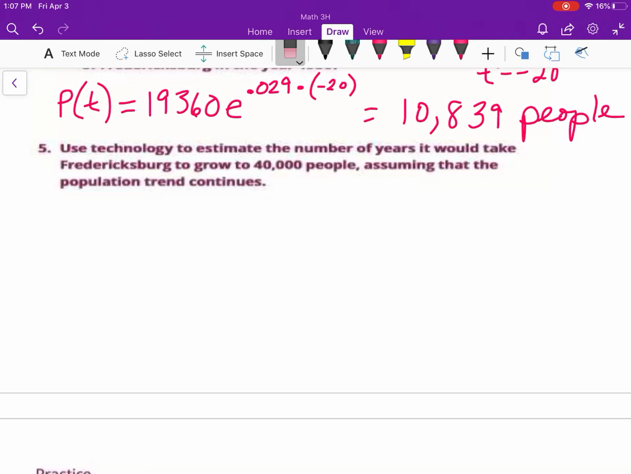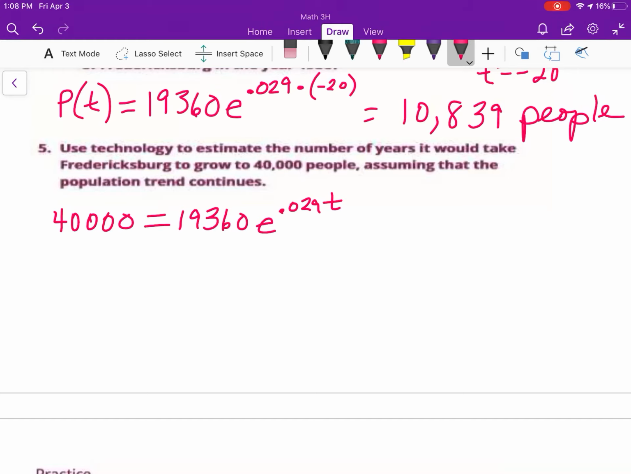Now, it says use technology to estimate the number of years it would take Fredericksburg to grow to 40,000 people, assuming the population trend continues. Now, you could do this: 40,000 is my final population, 19,360 was my initial population, e to the 0.029 t. But here's your problem. You have to solve for t. And we've not solved for t in terms of logarithms yet.